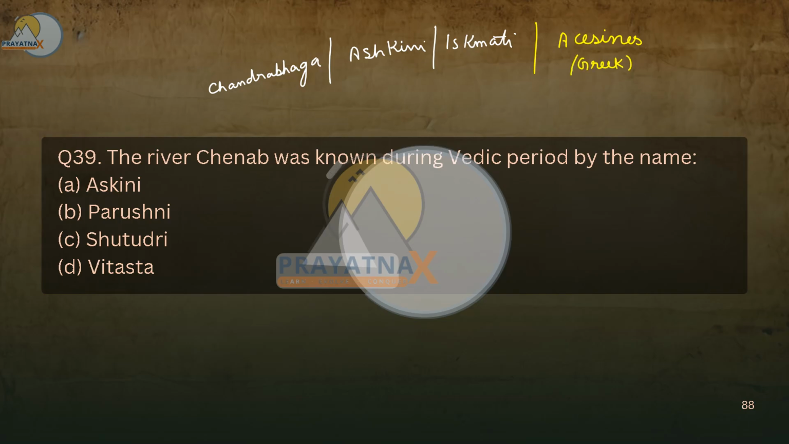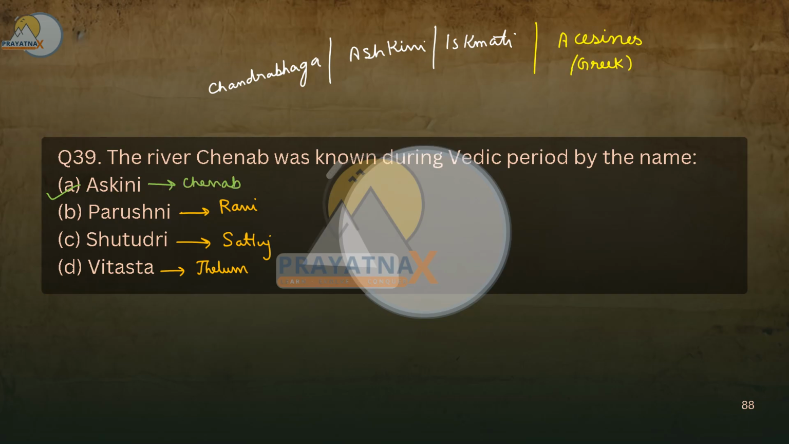So this river Parushni is the modern name of the river Ravi. The Shutudri river is related to the modern river which you know as Satluj. The Vitasta, on the other hand, is related to the river Jhelum. So the correct answer for this would be Asikni, which is related to Chenab.